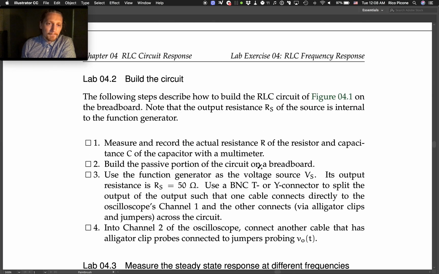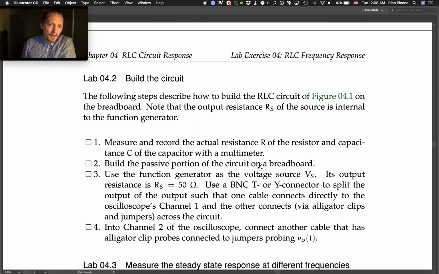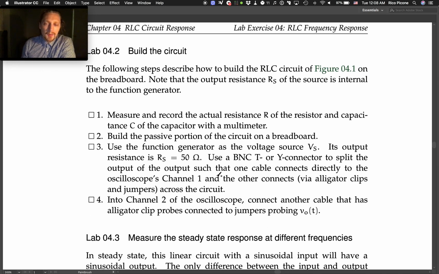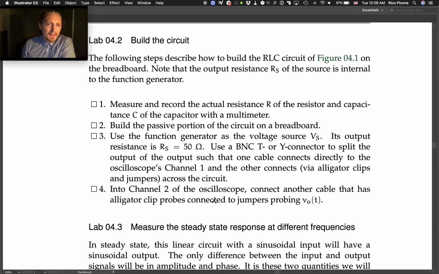So then we build the circuit. Following steps describe how to build the RLC circuit. I'm not going to go into detail, but the main idea is that you want to measure your resistance and your capacitance using the multimeter. You can't measure the inductance using the multimeter. There are instruments that allow you to do that, or we could make the measurements ourselves. But I'm going to punt on that one.